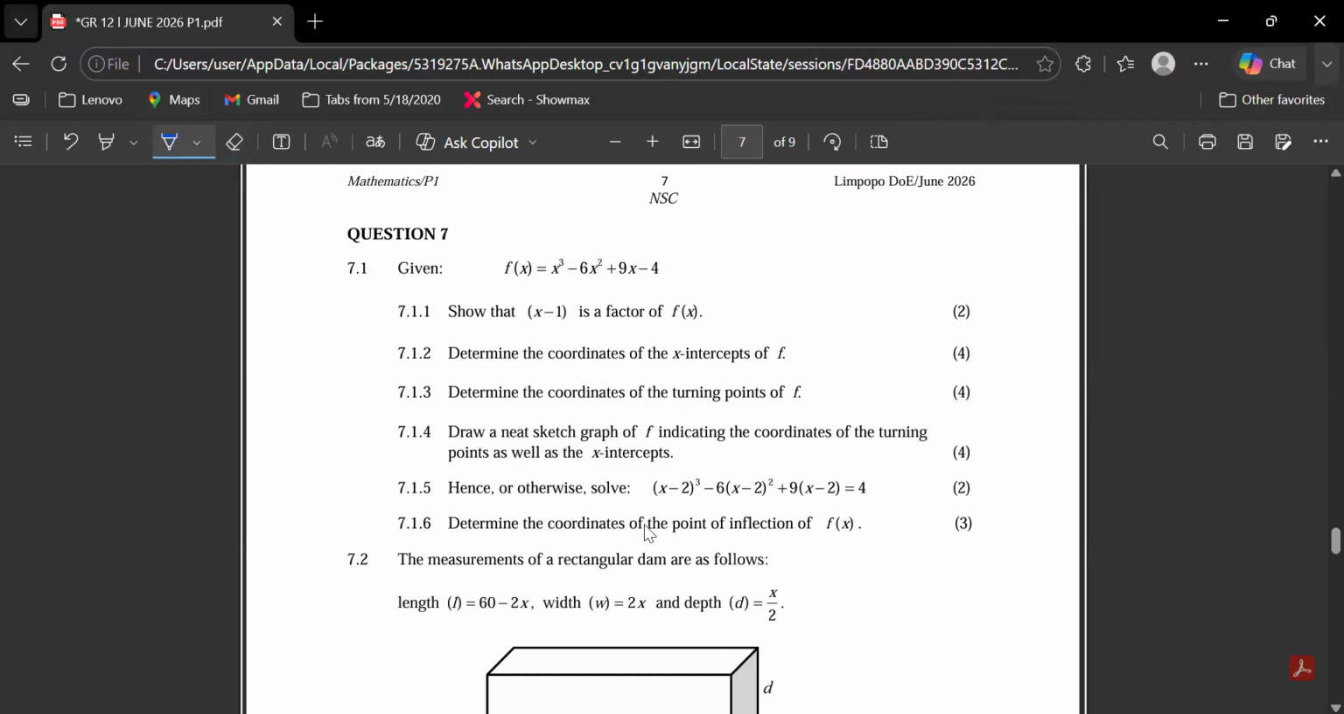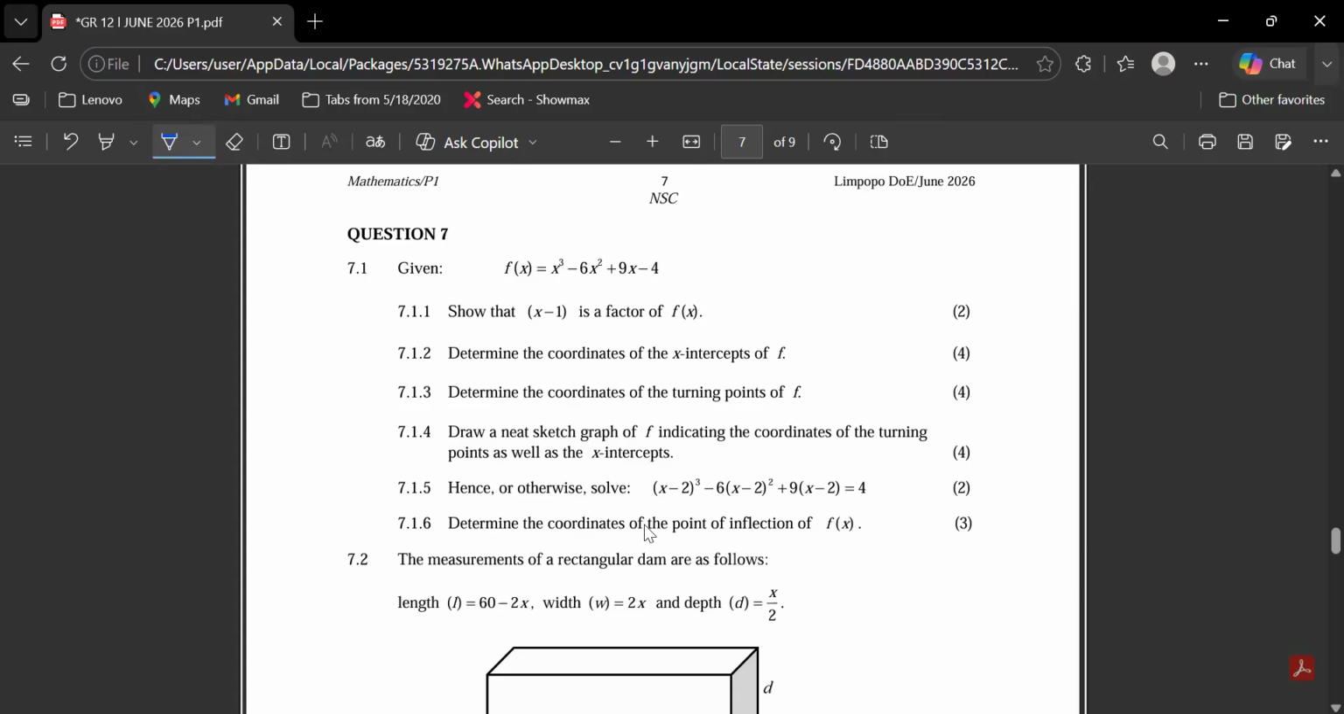Hi guys, it's sketching time. We're continuing with question 7 of the June 2026 Limpopo question paper. What is our question? So today we're dealing with a draw and need to sketch the graph of f, indicating the coordinates of the turning points as well as the x-intercept.